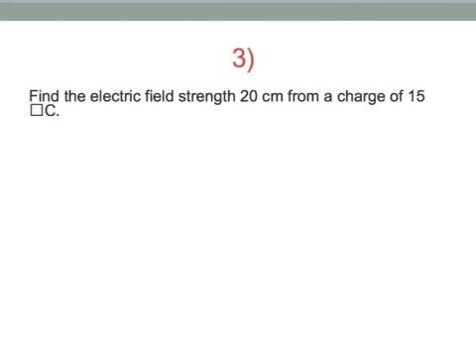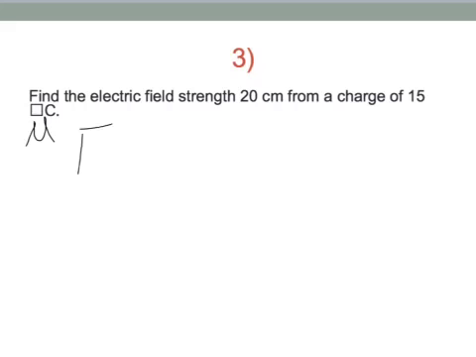Question 3. Find the electric field strength 20 centimetres from a charge of 15. Now the missing symbol here is micro. Once again, the software doesn't like the Greek letters, so microcoulombs. And that, of course, is 15 times 10 to the negative 6 of a coulomb.